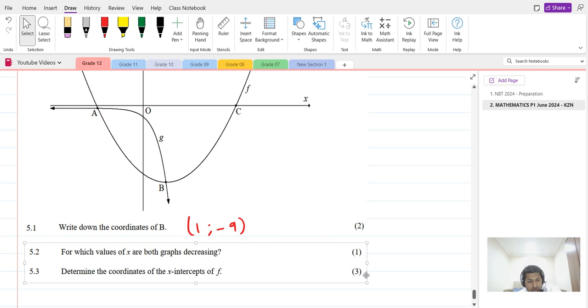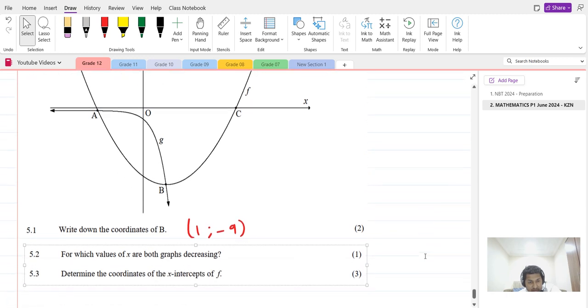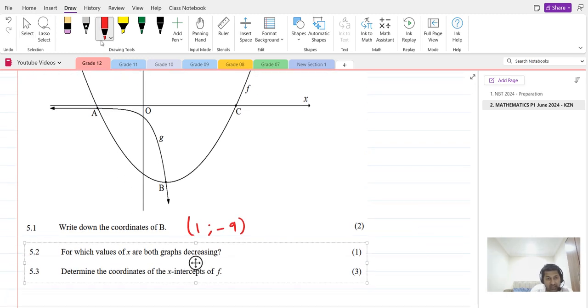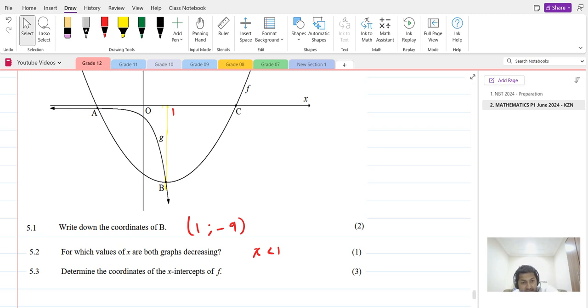The values of x for which both the graphs are decreasing. When is it decreasing? We can see the exponential function is decreasing everywhere, and f is decreasing until that point, and that x value is 1. So x is less than 1. For x less than 1, both the graphs are decreasing simultaneously. They wanted both graphs, right? So x is less than 1. f of x is decreasing and g of x is decreasing.